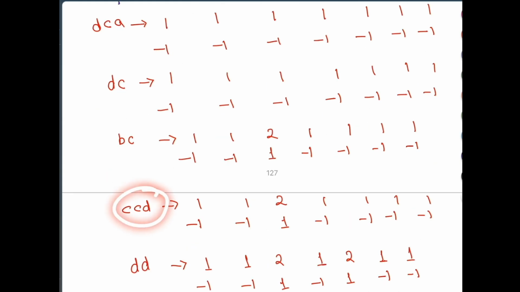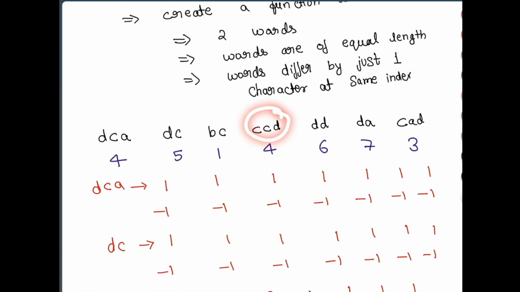If you check for CCD, that is, if you try to create an array which is ending at CCD, you will not be able to add any element in your array because before CCD it is DCA, DC, BC. These both are of different length, and for this the groups are the same.